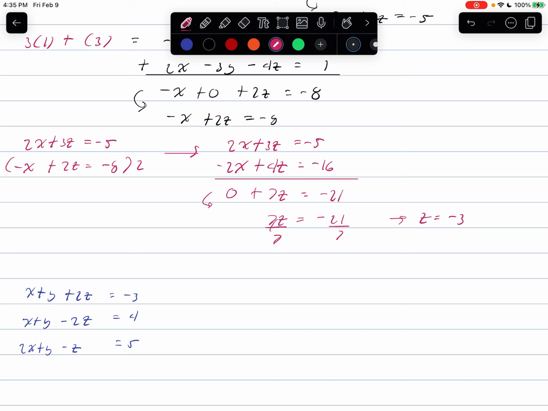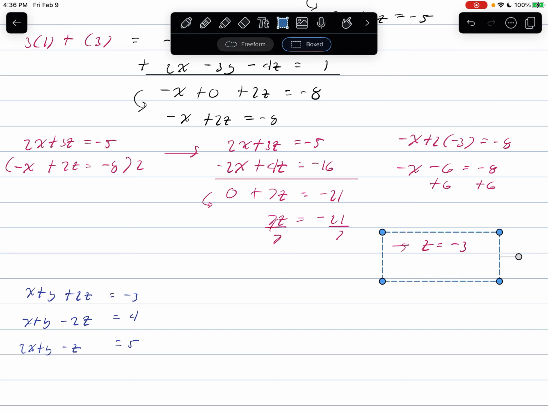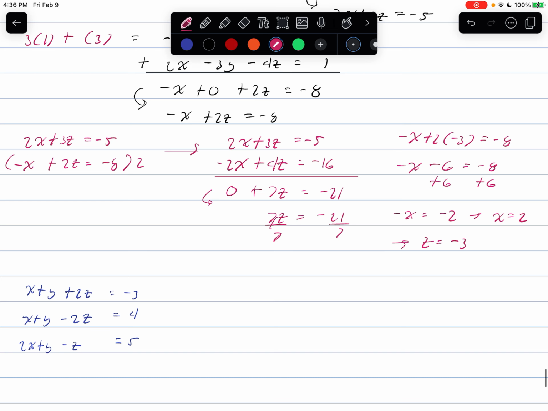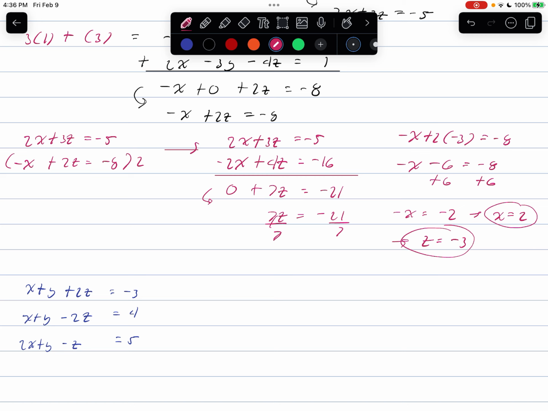And now what we can do is we can take this and plug it back into any of our initial equations. I'm going to go with the second equation here. So that'll give us negative x plus 2 times negative 3 equals negative 8. Or we have negative x minus 6 equals negative 8. If we add 6 to both sides, we get negative x is equal to negative 2, and that's going to give us that x is just equal to 2. So here we have x is equal to 2, we have z is equal to negative 3.